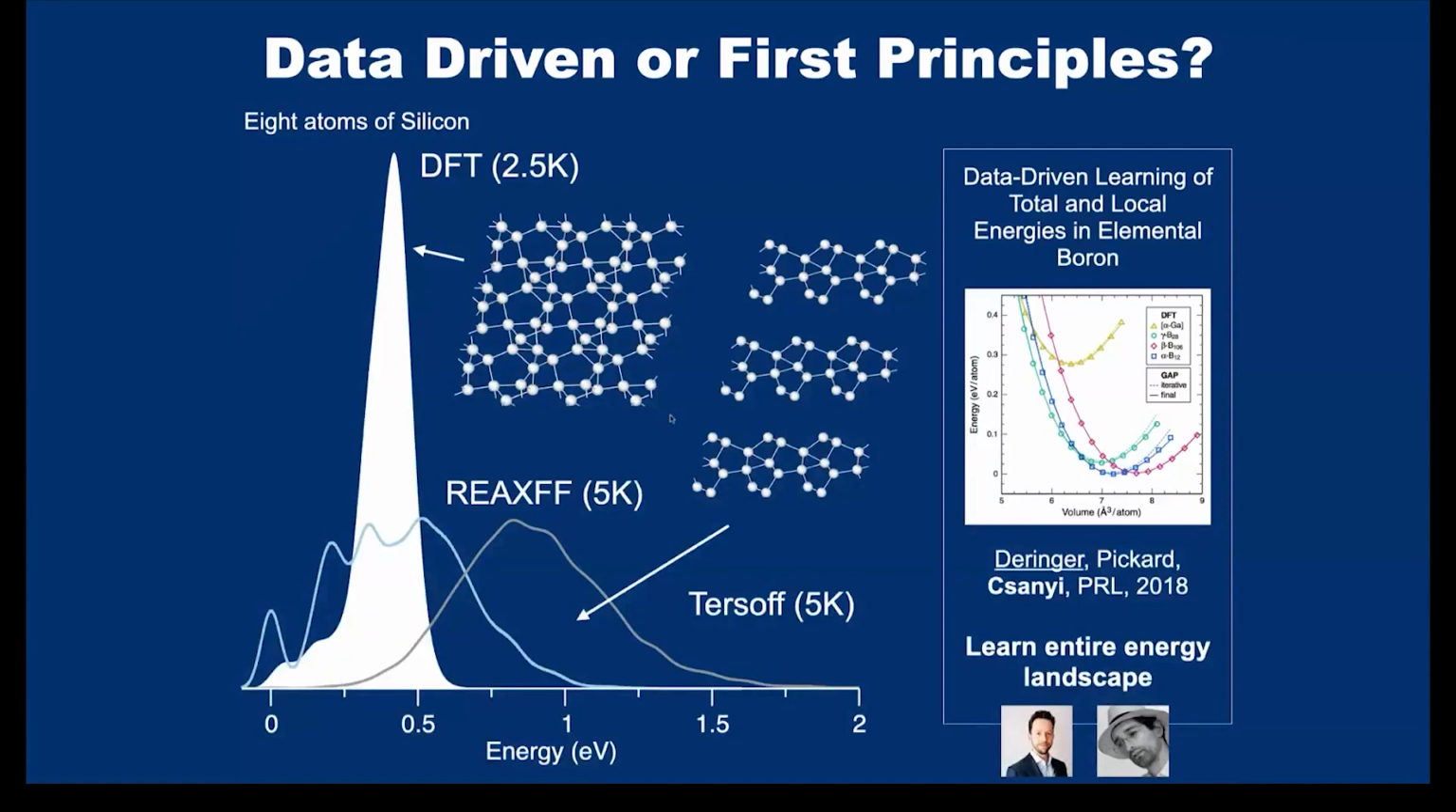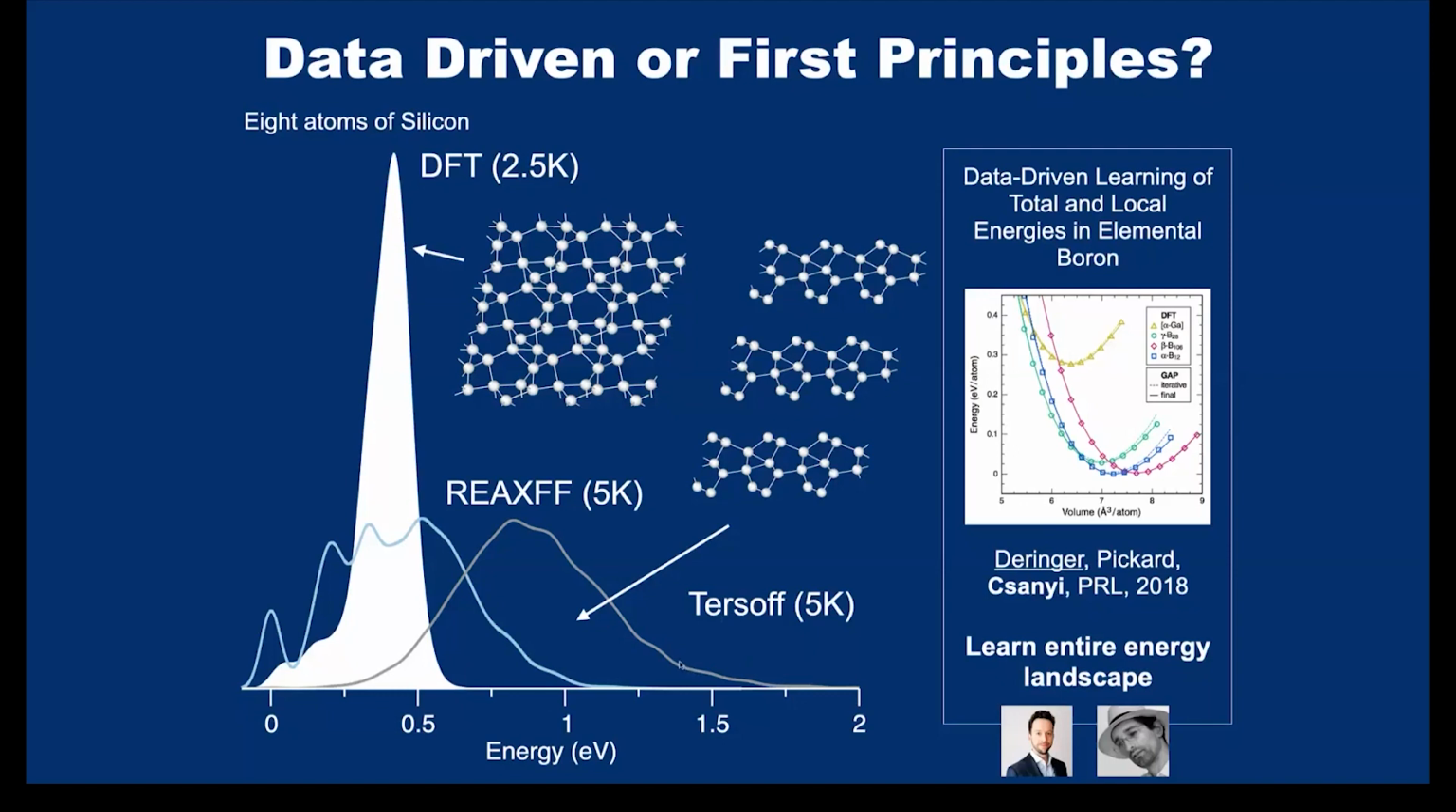Okay, so now just to say, this is the sort of first principles versus empirical trade-off. And I'm showing an example on the left-hand side of what happens if you do random structure searching using density functional theory and empirical potentials, such as the very famous Tersoff potential for silicon. And I've done exactly the same. I've got 8 atoms of silicon. I've used the same input files for my random structure searching calculations. And then I've done it with density functional theory, giving rise to the density of states in white, and then the Tersoff potential in gray.